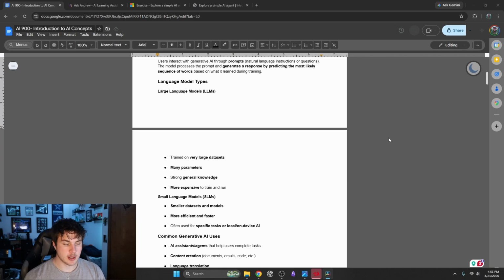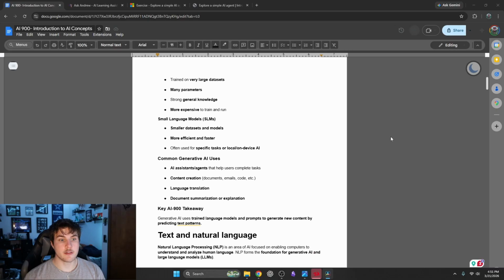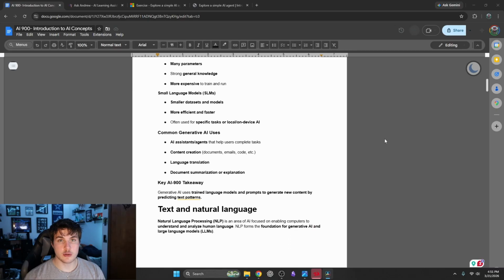Language model types. We have large language models, which are trained on very large datasets, have many parameters, strong general knowledge, and are more expensive to train and run. Small language models use smaller datasets and models, are more efficient and faster, and are often used for specific tasks or local/on-device AI.